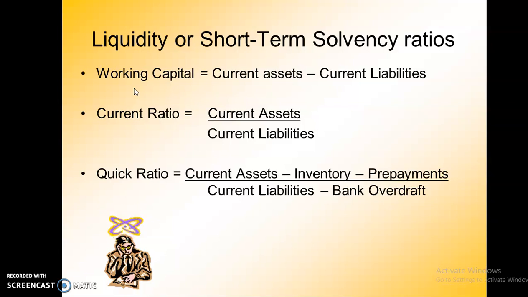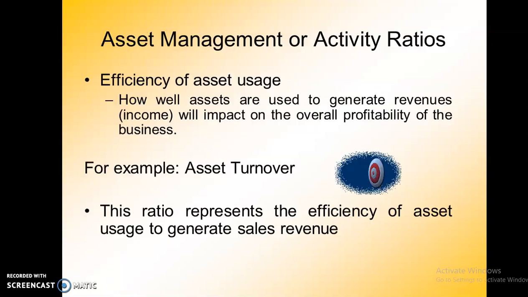So that ratio is known as the quick ratio: how fast they can meet their commitments. That ratio is the quick ratio. And the next set of ratios are known as asset management ratios or activity ratios. These ratios tell about the efficiency of the firm in using the assets to generate the profit level of the business. That's known as asset turnover ratios.